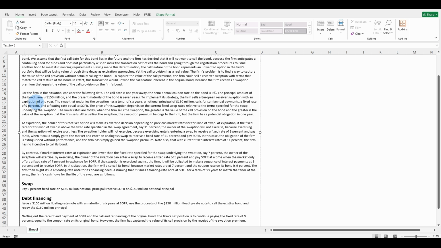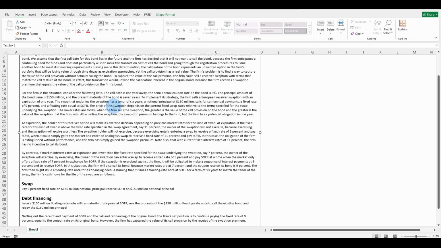For the firm in this situation, consider the following data. The call date is 1 year away. The semi-annual coupon rate on the bond is 9%. The principal amount of the bond issue is $150 million, and present maturity of the bond is 7 years. To implement its strategy, the firm sells a European receiver swaption with an expiration of 1 year. The swap that underlies the swaption has a tenure of 6 years, a notional principal of $150 million, calls for semi-annual payments, a fixed rate of 9%, and a floating rate equal to SOFR.